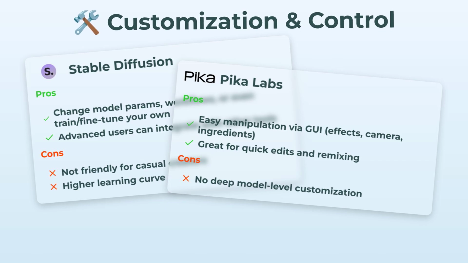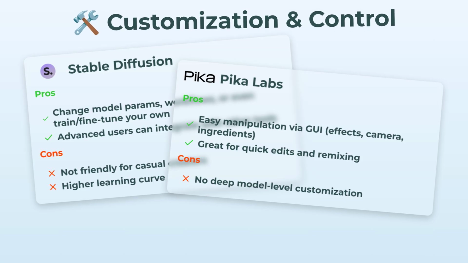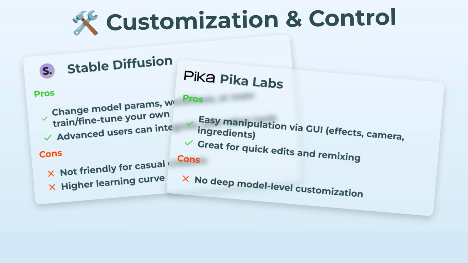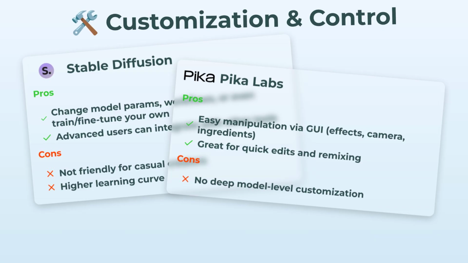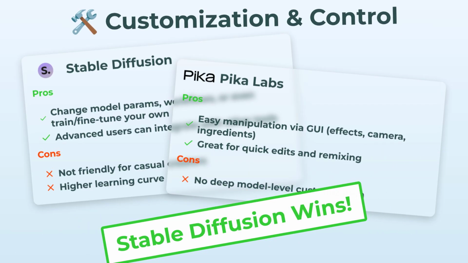Pika Labs, on the flip side, is all about making fast edits. Pull in an effect, nudge a camera, remix with a template. Super convenient, but honestly, you can't reach under the hood and make big changes. So for power users, Stable Diffusion totally dominates this round.